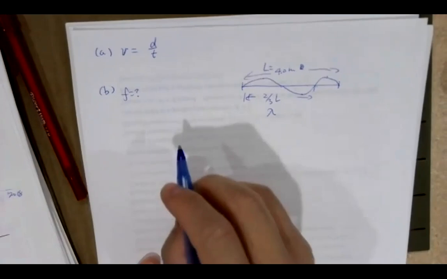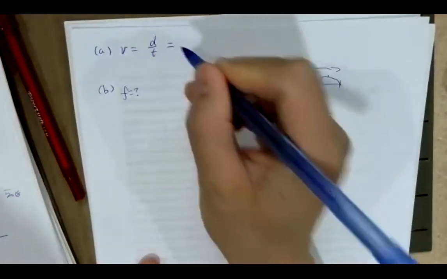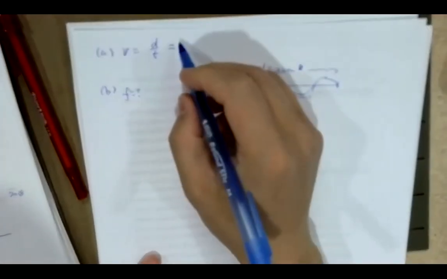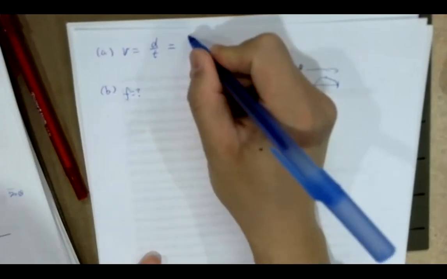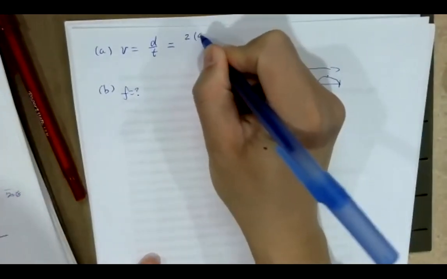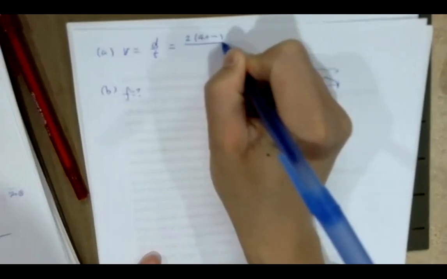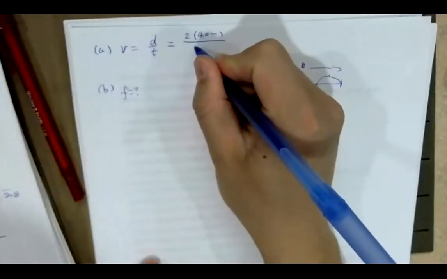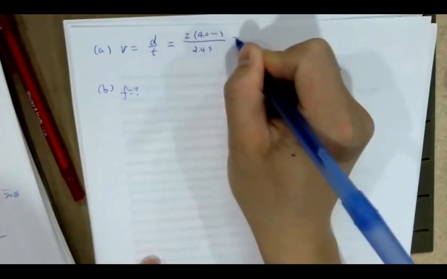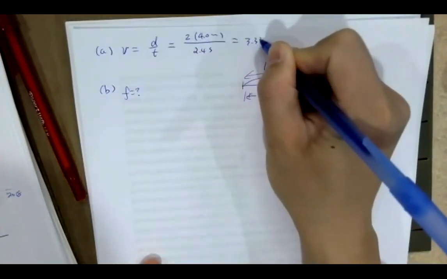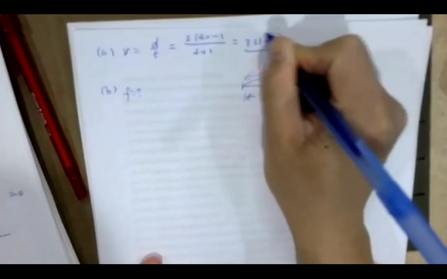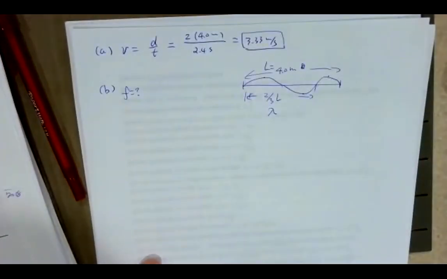All right, so let's take a look here. I saw several responses there. The distance traveled, it says, goes back and forth, so that should be twice the total length, right? The wave goes back and forth in the slinky, so that's twice that, divided by the time, 2.4 seconds. So that's 3.33 meters per second for the speed of the wave.